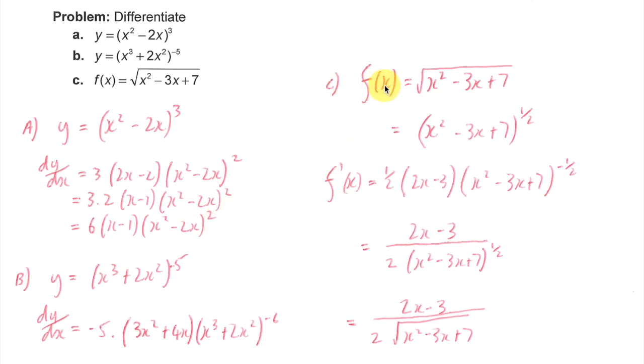c. I've got f(x) equaling the square root of (x squared take 3x plus 7). My first job is to rearrange this so it's in a format that I recognise. So instead of having the square root, I'm going to put in a bracket and then raise it to the power of a half. I now apply the shortcut to the chain rule, so the power comes down. I take the derivative of what's inside the bracket, so it becomes 2x take away 3. I have my original bracket, and I subtract 1 from the power. So a half take away 1 will be negative a half.